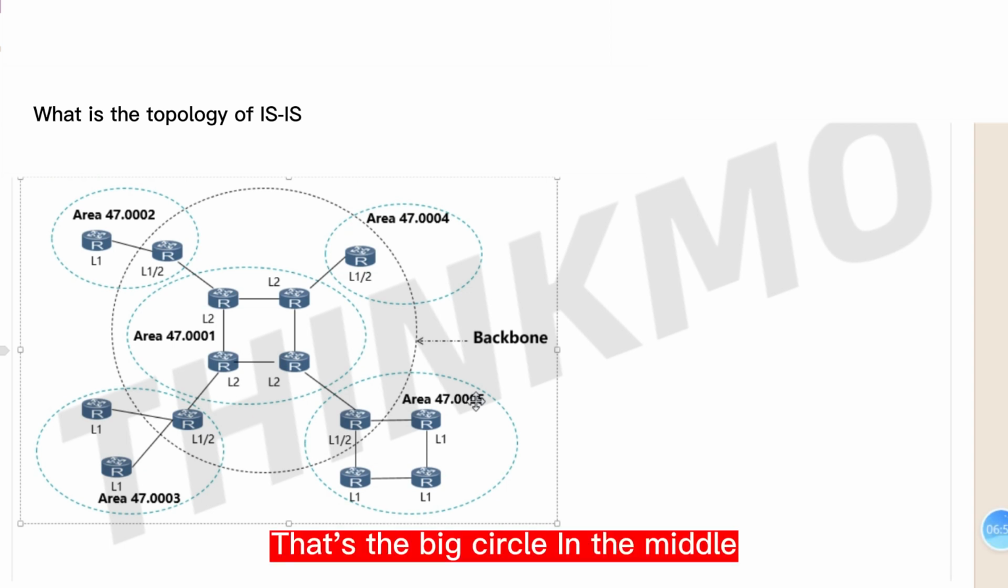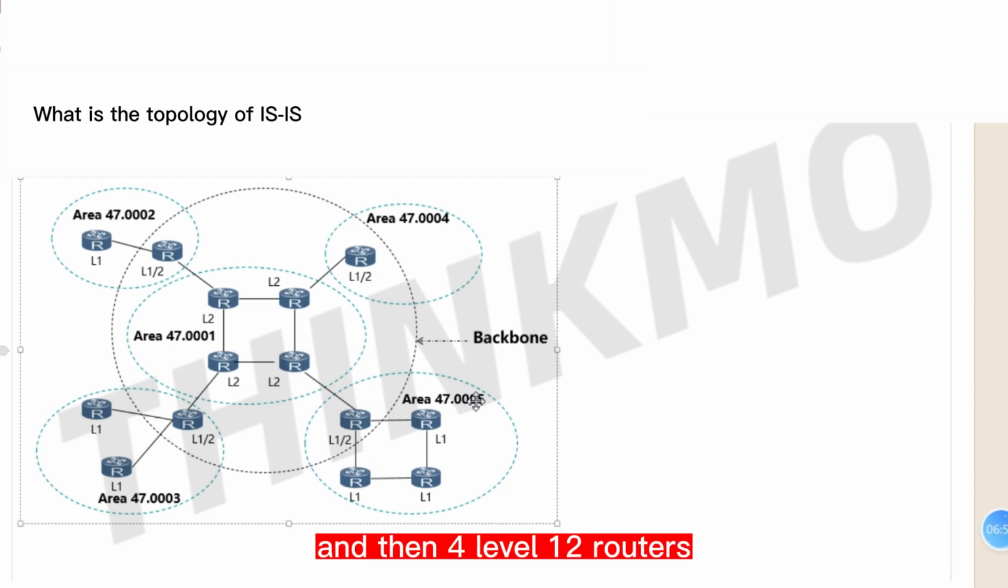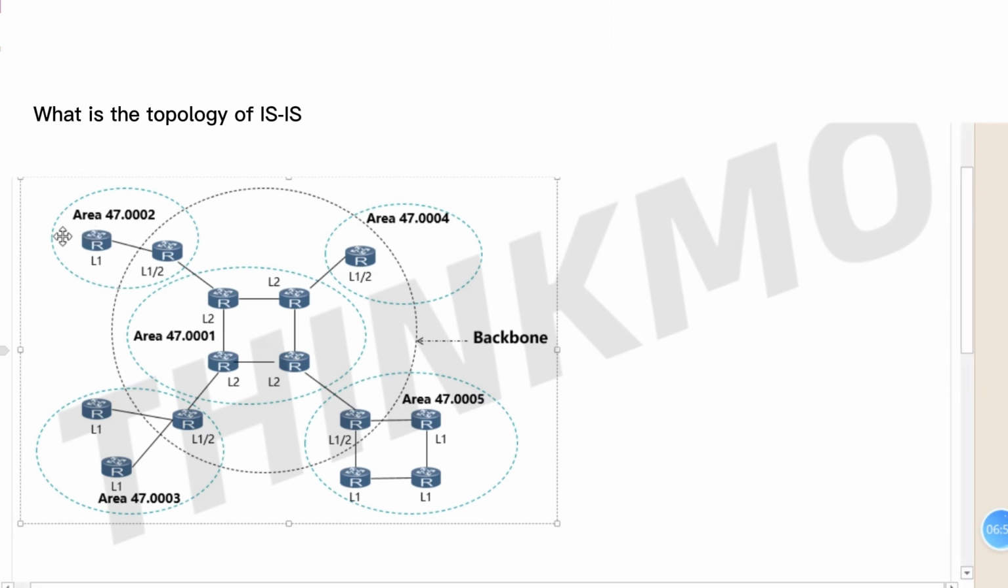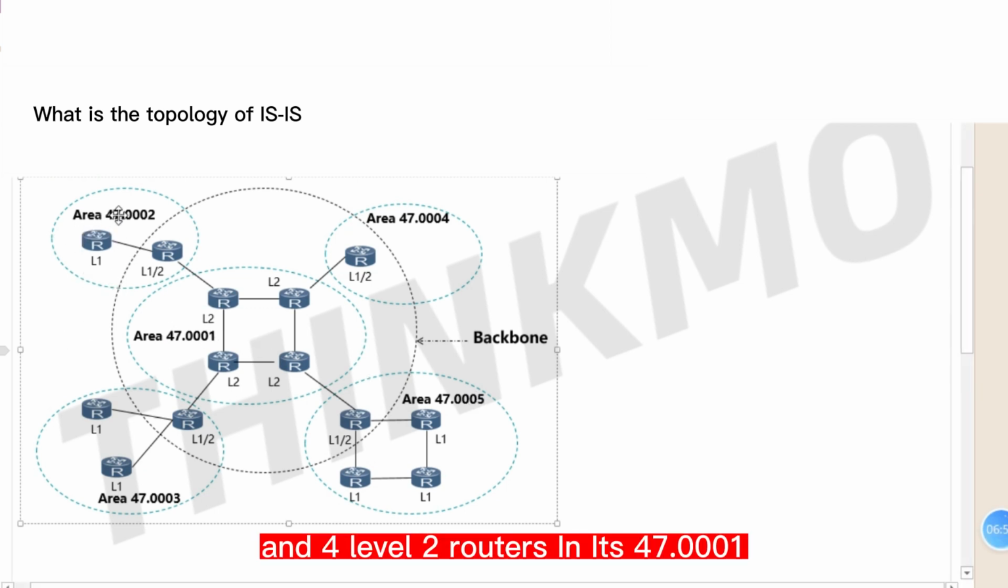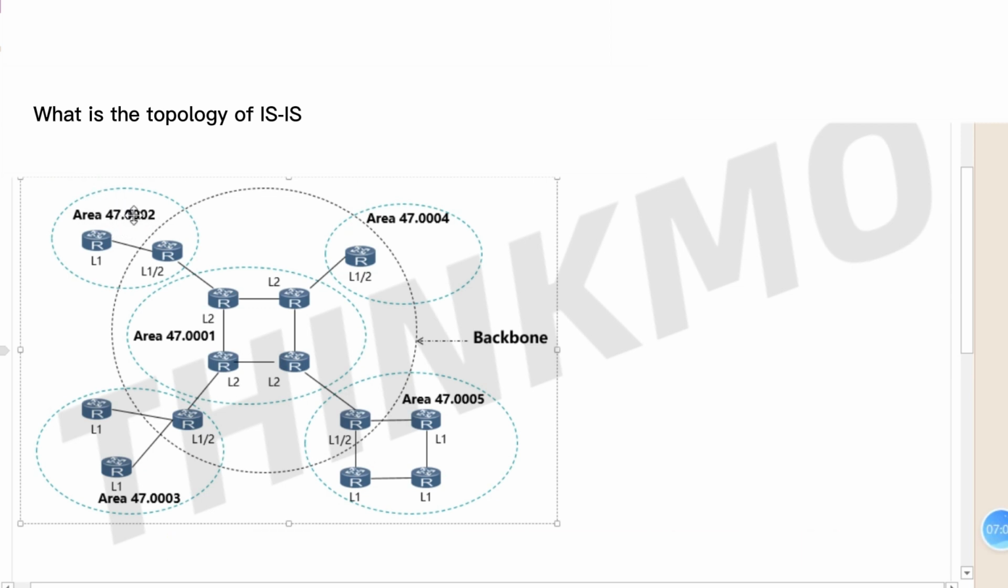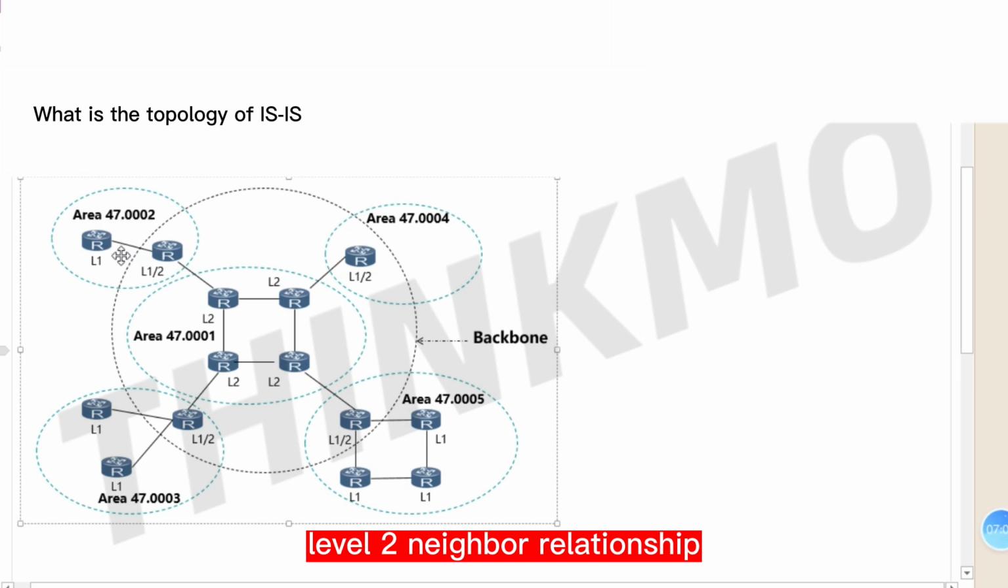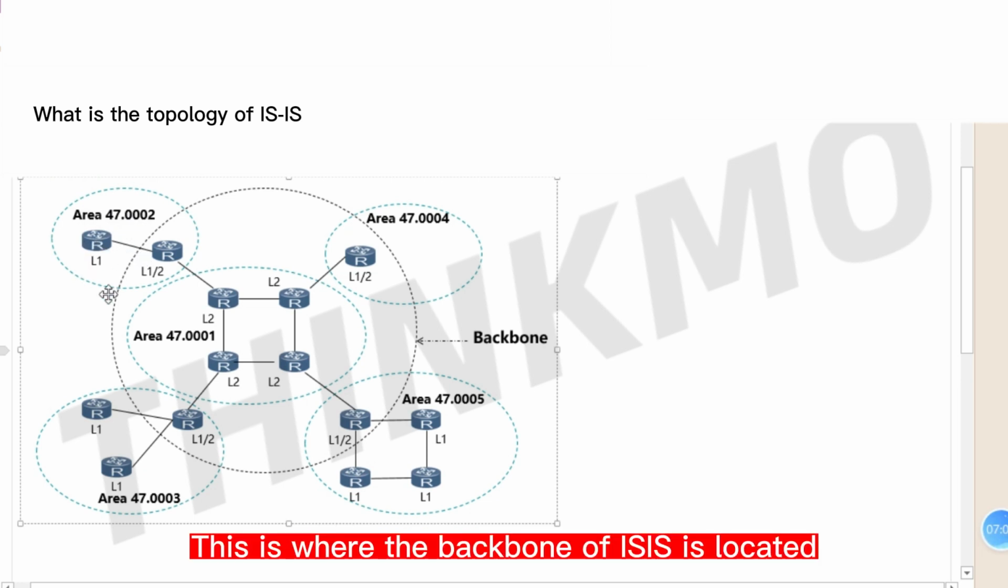So the backbone area is obvious. That's the big circle in the middle. And then 4 level 1-2 routers and 4 level 2 routers in 47.0001. The 8 routers are all continuous with each other through level 2 neighbor relationships. This is where the backbone of IS-IS is located.